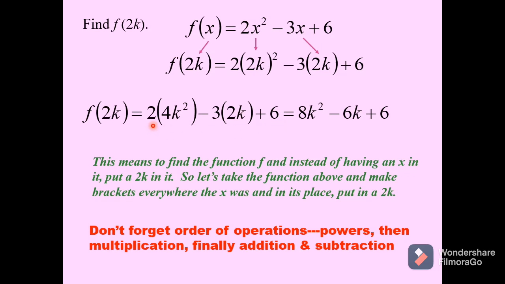Simplify again, 2 times 4k squared will have 8k squared. Negative 3 times 2k will have negative 6k. Then, copy plus 6. Again, since wala nang common term sa ating given equation, then the final answer will be function of 2k is equal to 8k squared minus 6k plus 6.